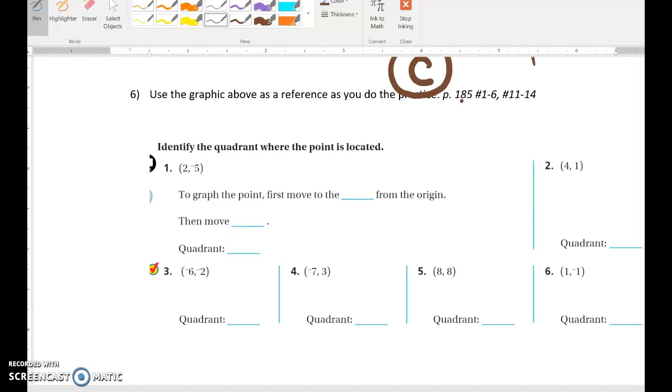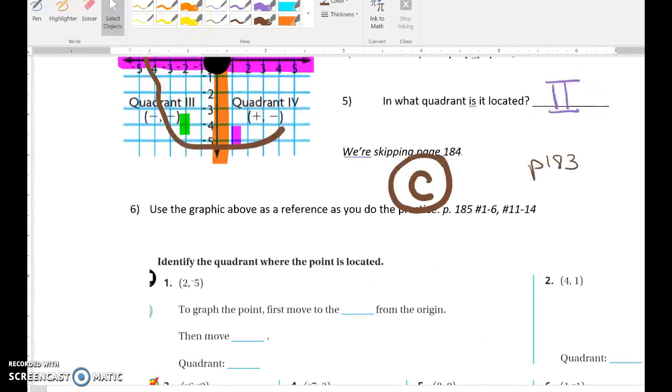Okay, so what we're going to try to do is understand the signs, what the signs tell us to do. So we're going to identify the quadrant where the point is located. If you think you can already do this without help, I strongly urge you, pause the video, try to do it without help, and then come back to check your answers. Okay, let's look at point 2, -5, okay?